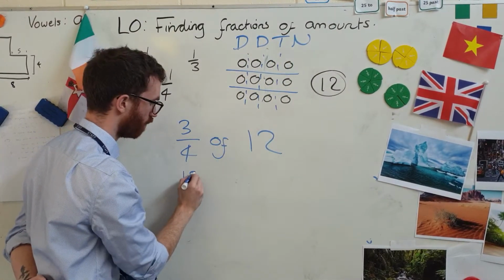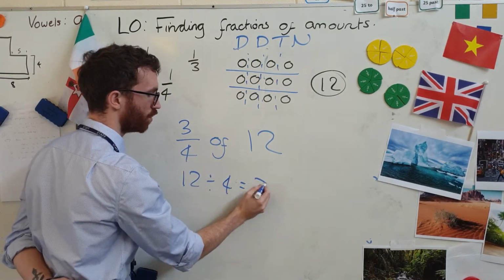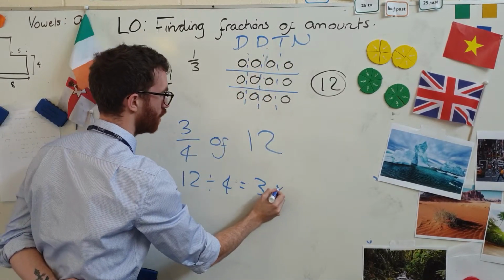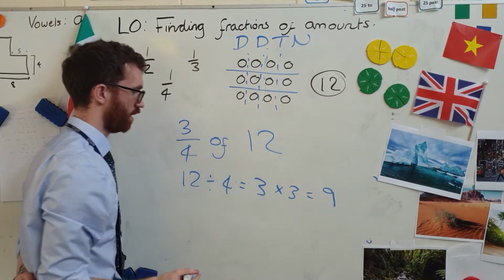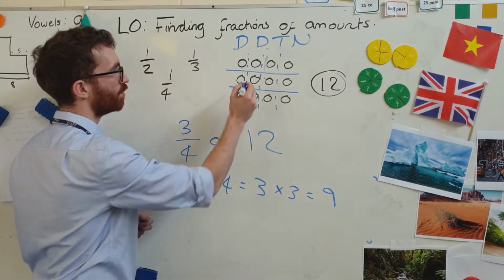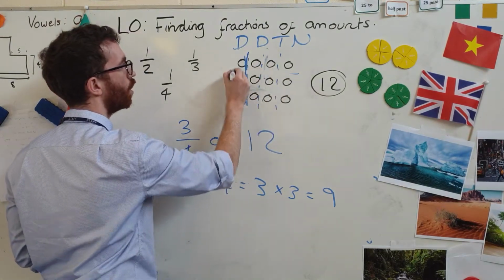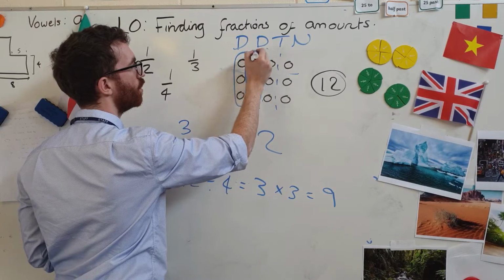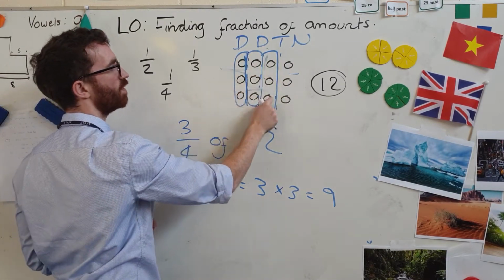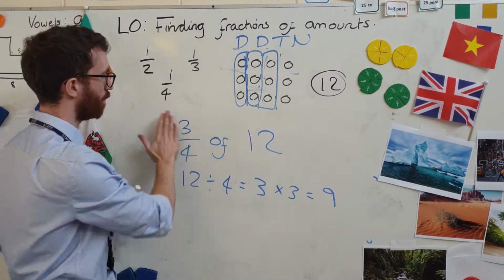DDTN. Okay, what's 3/4 of 12? Well, let's take 12. Let's divide by the denominator. 12 divided by 4 equals 3. And then let's times by the numerator. TN. Times 3 equals 9. So, 3/4 of 12 equals 9. Let's just check that's right. Here, let's rub these ones out. Here is 1/4, 2/4, 3/4 of 12, and that's 1, 2, 3, 4, 5, 6, 7, 8, 9. Ah, that is correct.